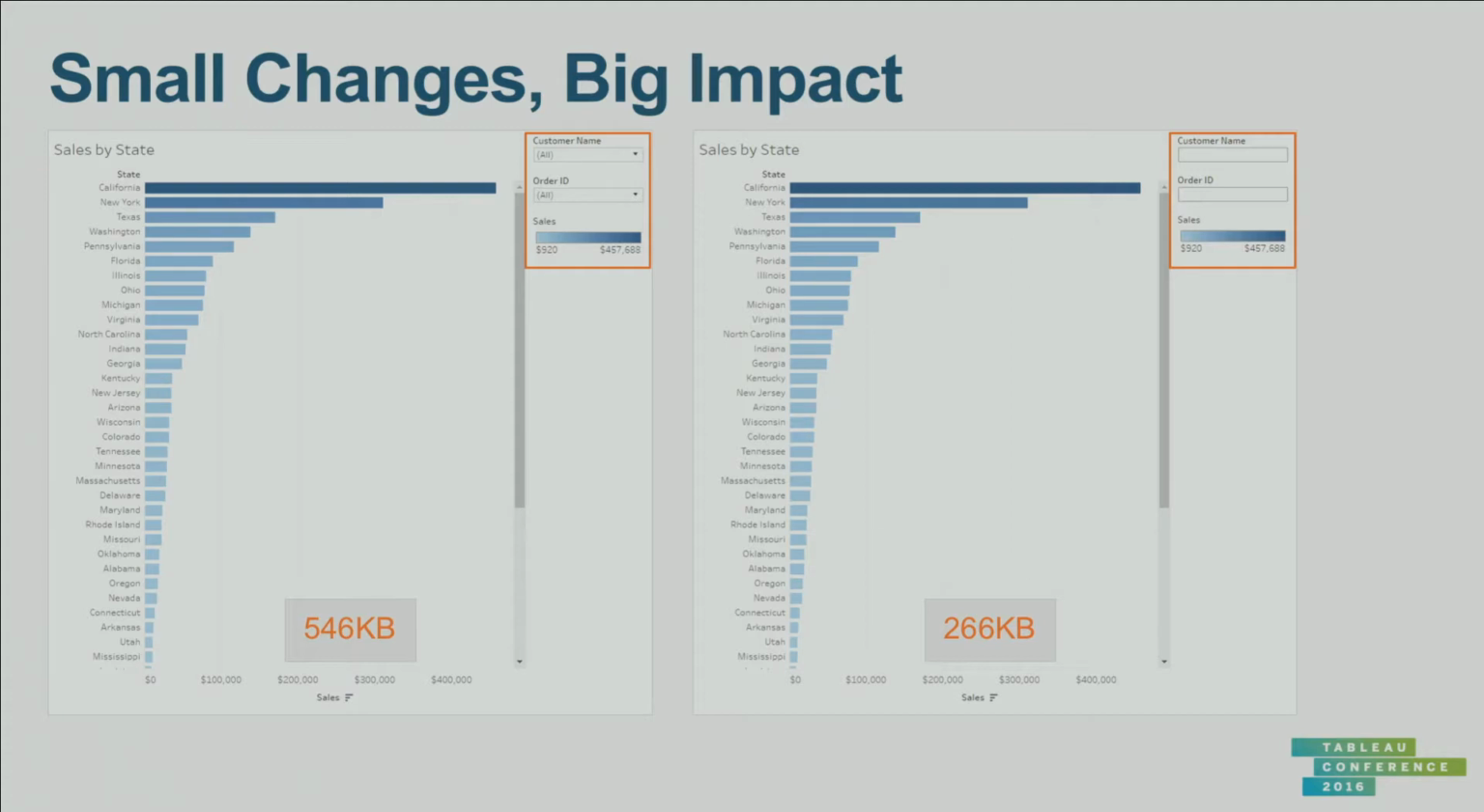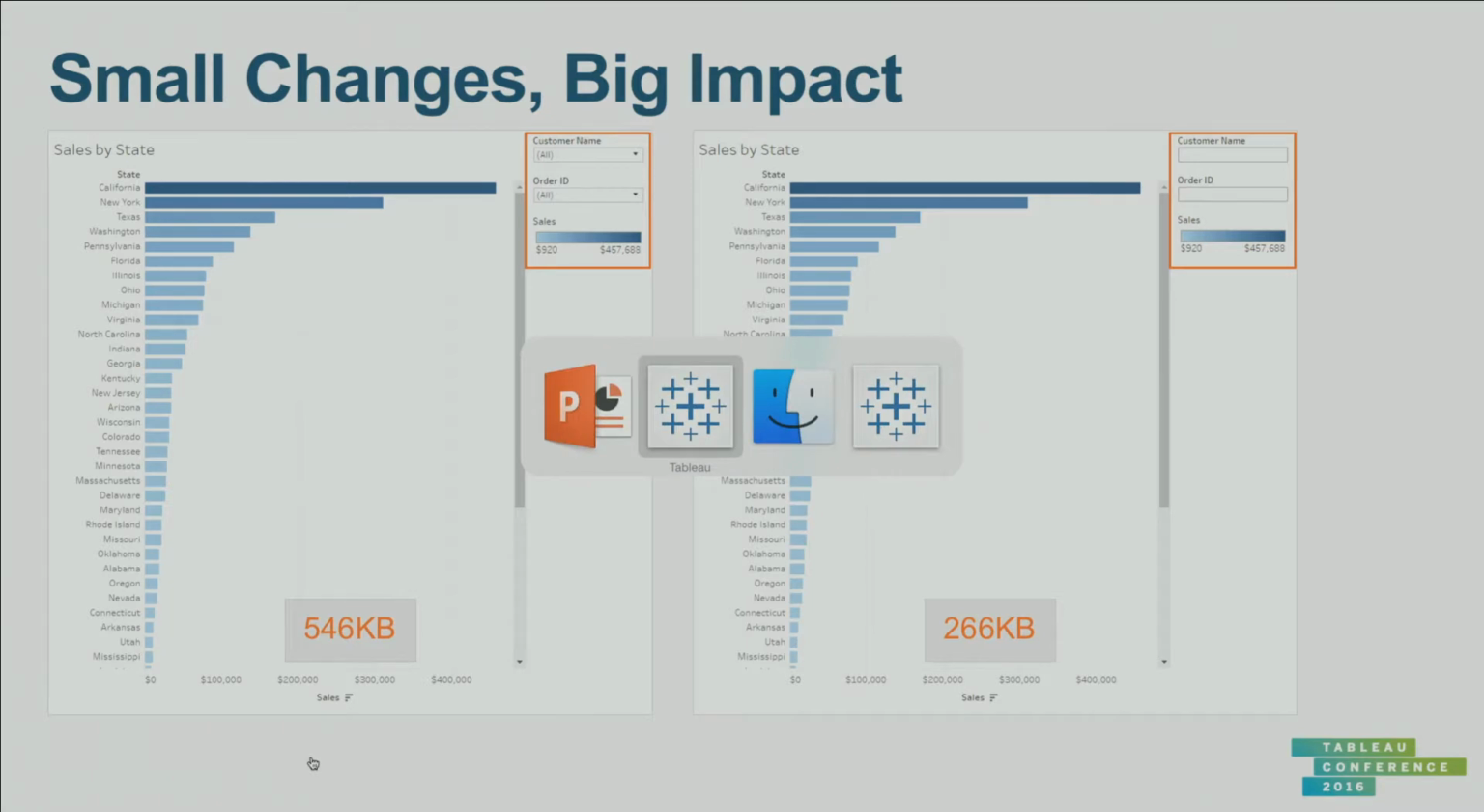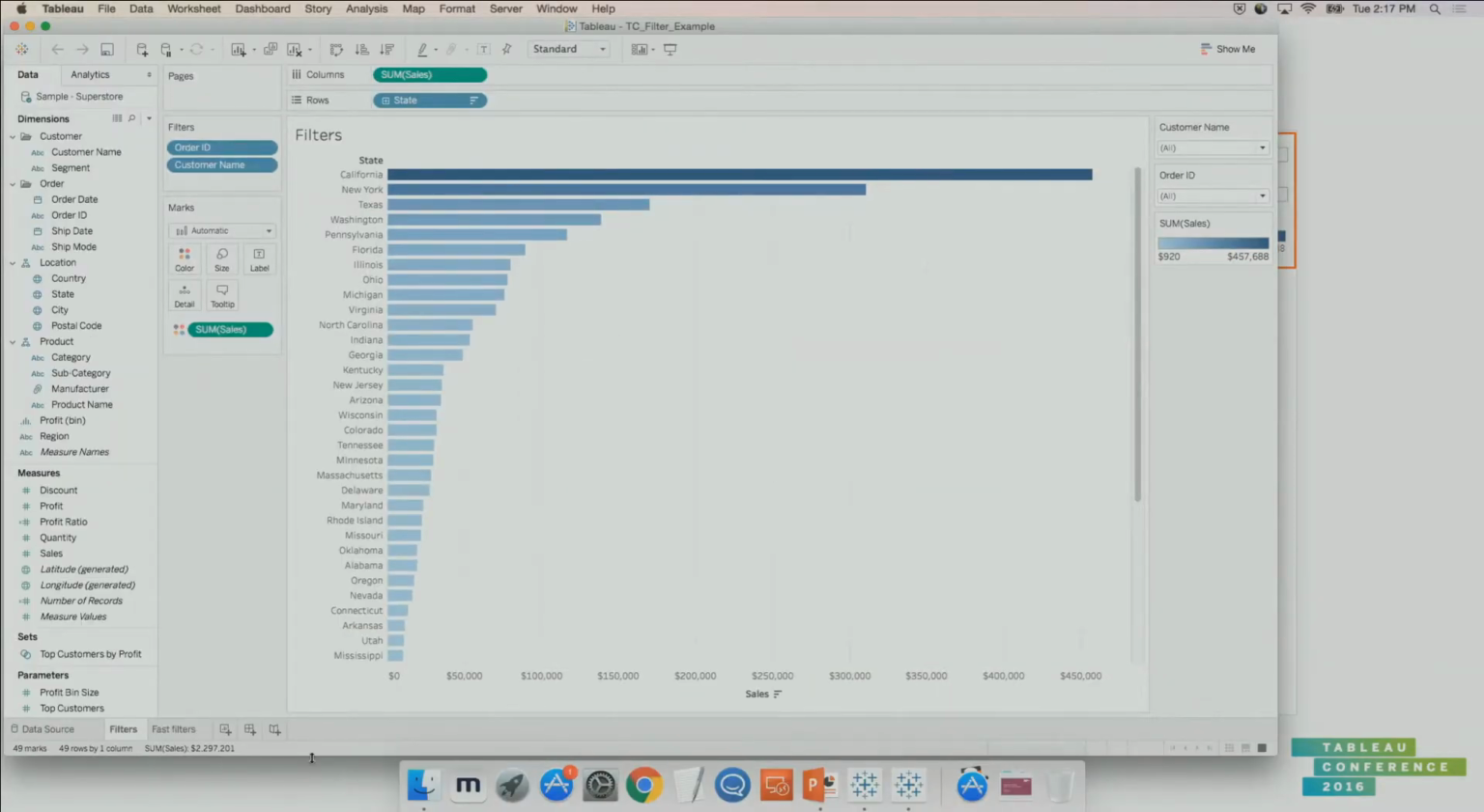So both dashboards, the vizzes are identical. They both have filters on the same fields, and the only difference here is the type of filters that are displayed. Now I'll switch to Tableau to show it a little better.